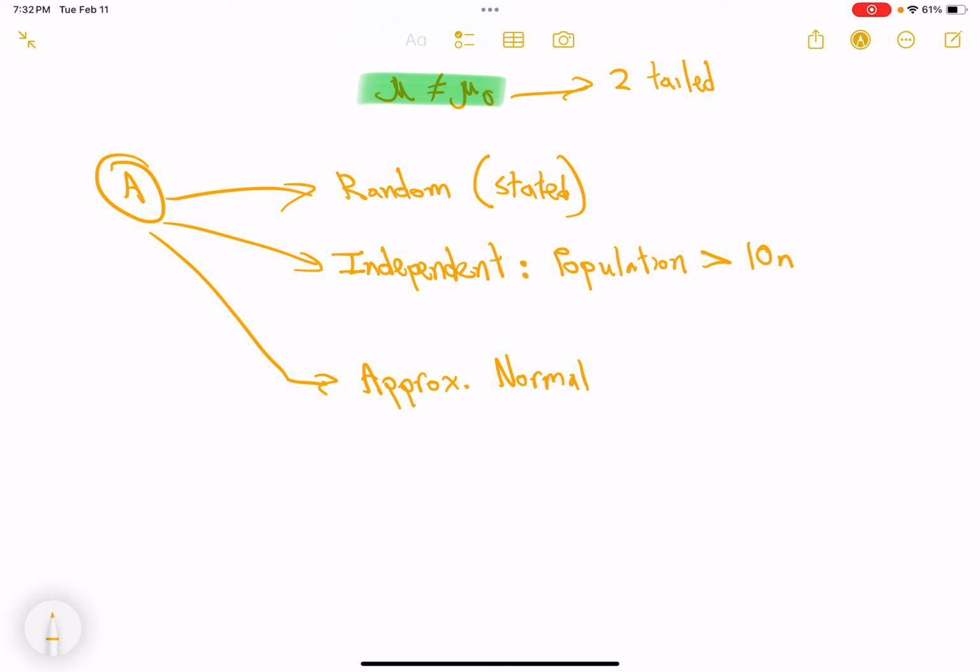Okay? With that in mind, there are two main ways that we check for it to be approximately normal, and that is that n is greater than or equal to 30, aka the central limit theorem. We know this. We've said it many times. It's all the same stuff that we did with confidence intervals. But of course, the other option is that we have a normal graph of sample data.